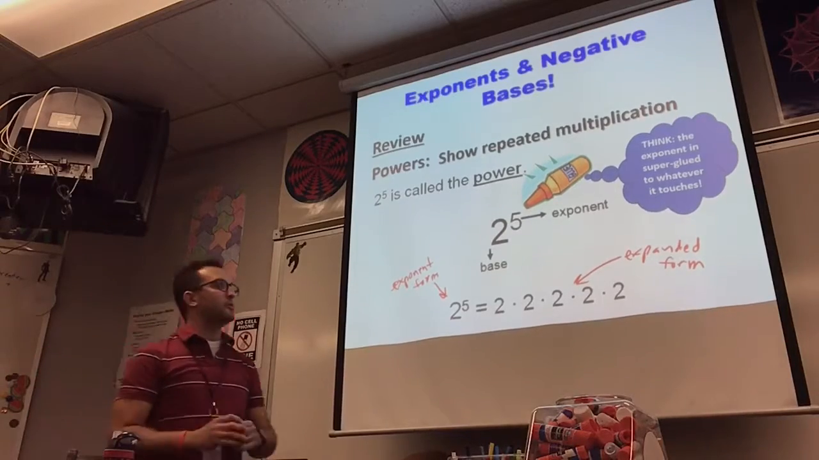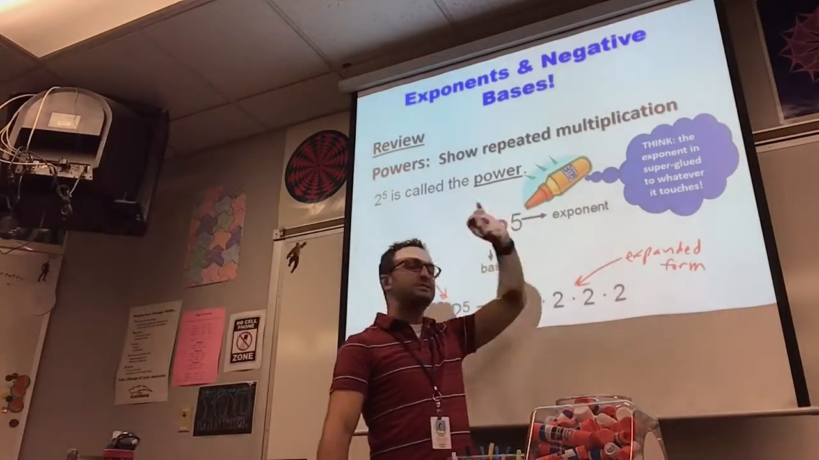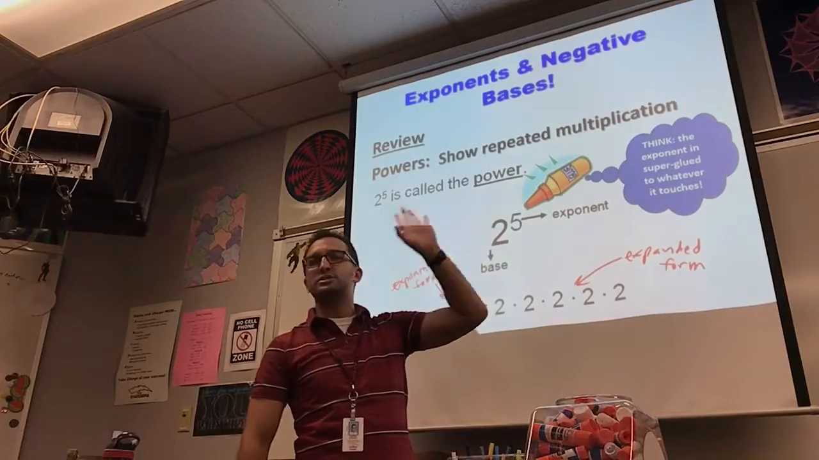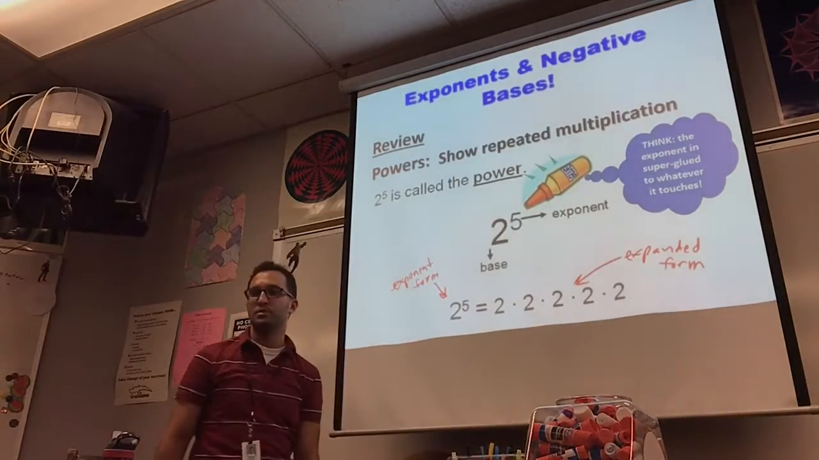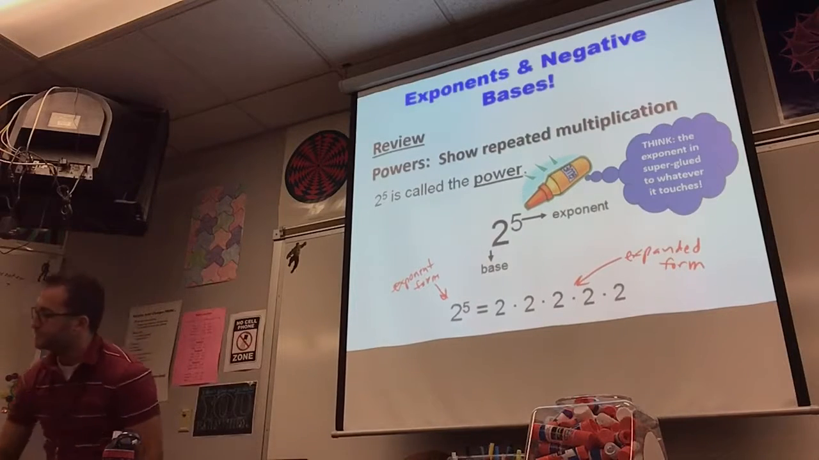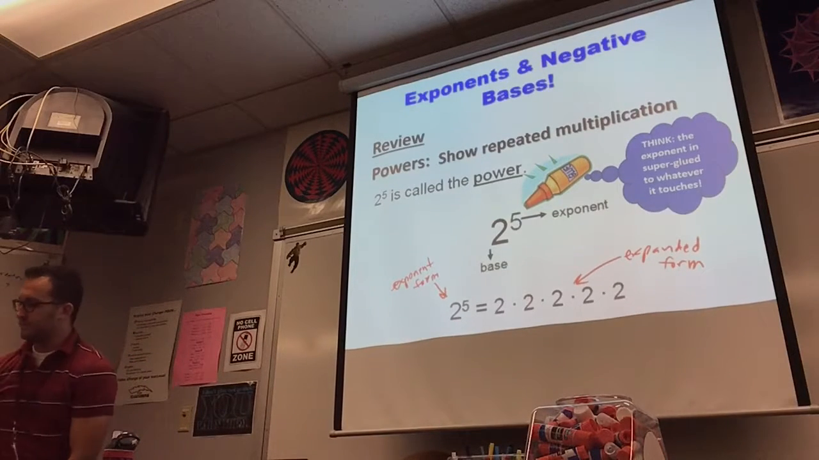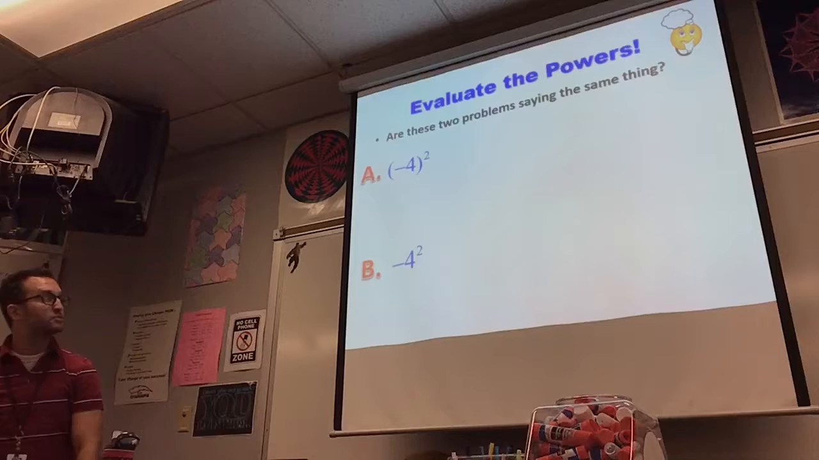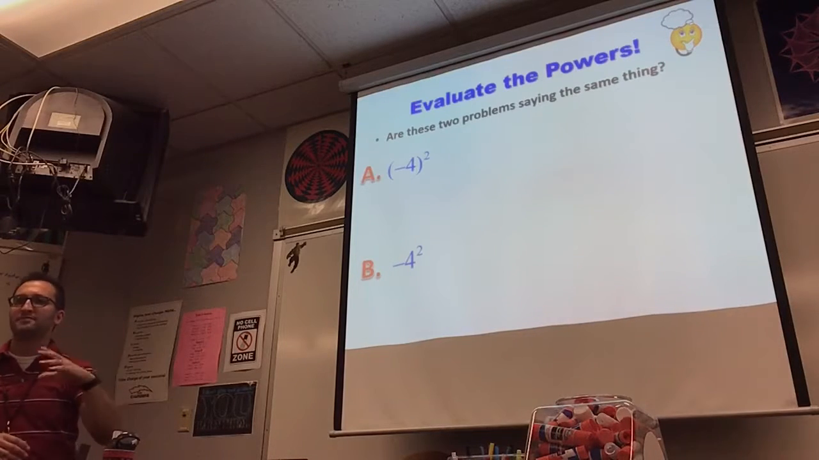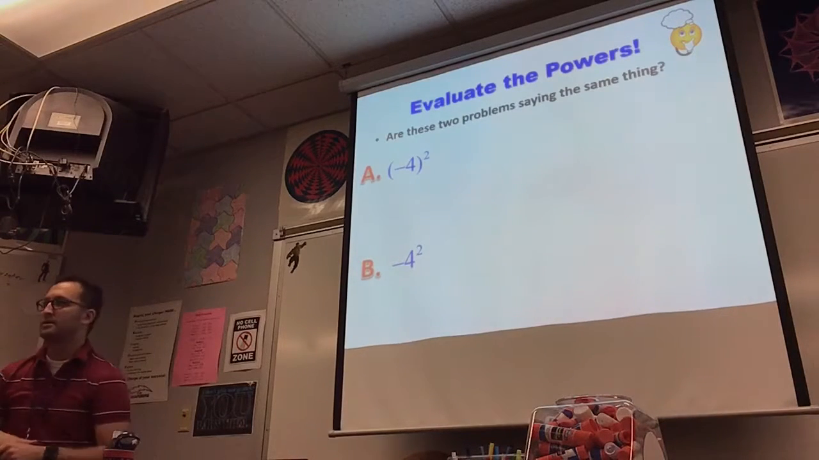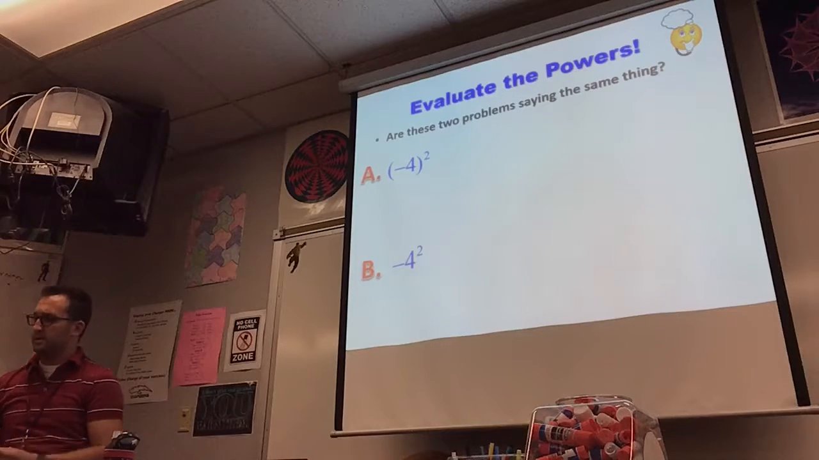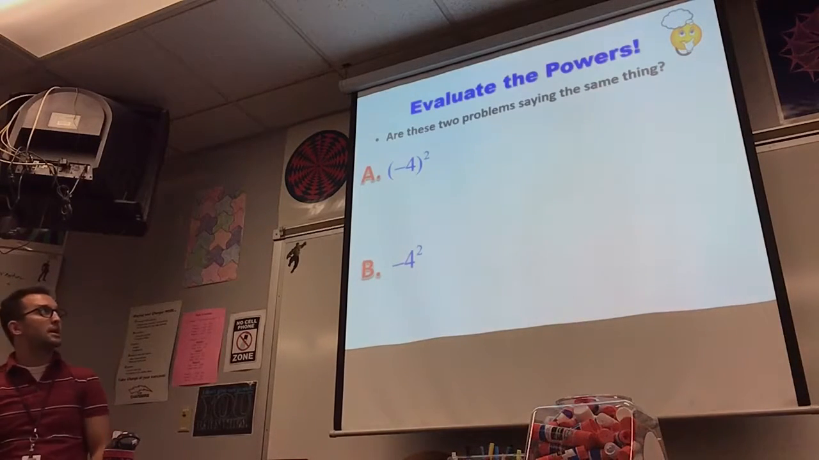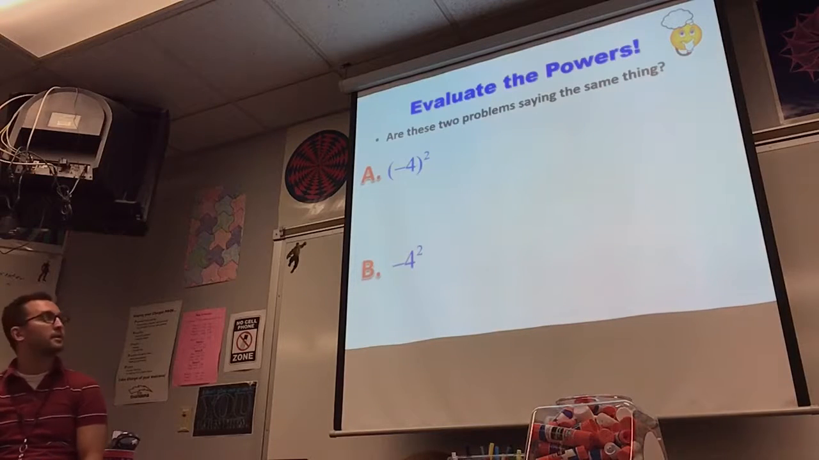So number one thing that we learn is that the exponent is superglued, not just glued, not glue sticked, superglued to whatever it's touching. It's really important. Okay? So here are our 2 main examples. Let's write these horizontally. Write one of them on the left-hand side, write one of them on the right-hand side, so that way we can compare them. Are these 2 saying the same thing?